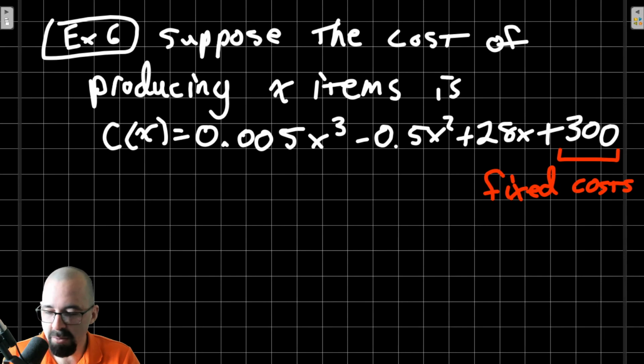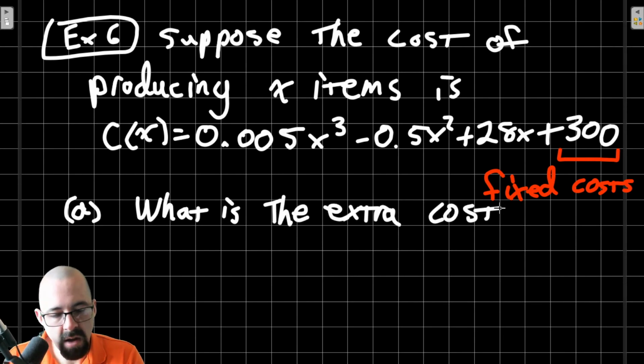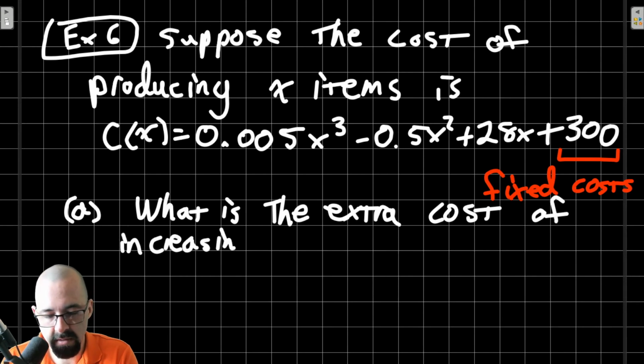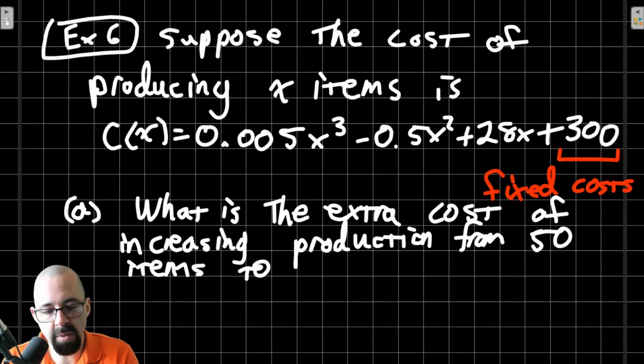All right. So we have some questions to ask about this. And part A is going to be, what is the extra cost of increasing production from 50 items to 51 items?